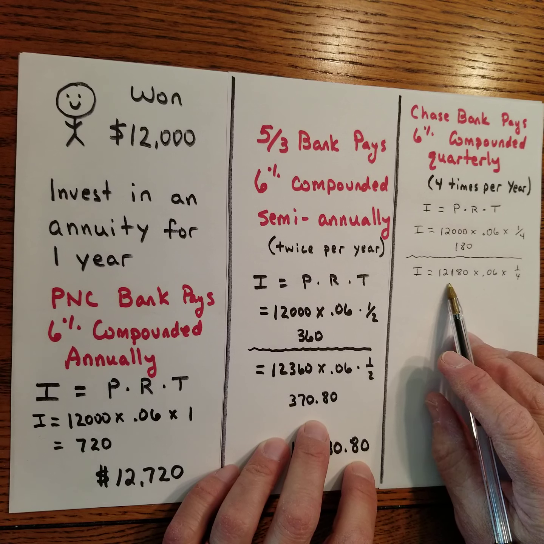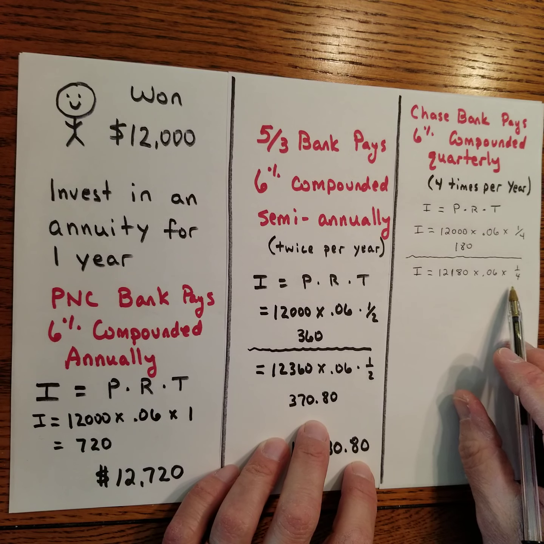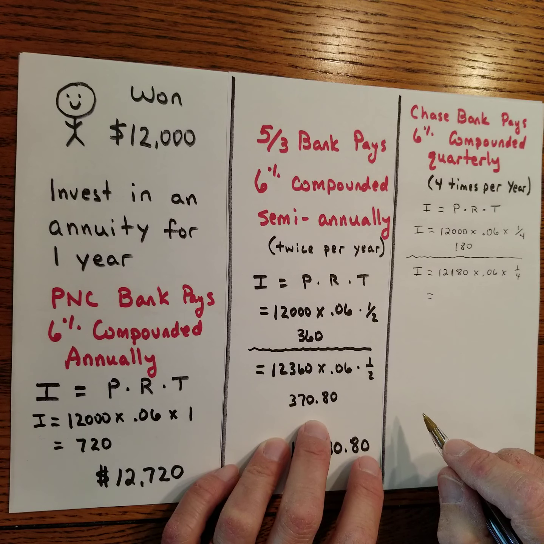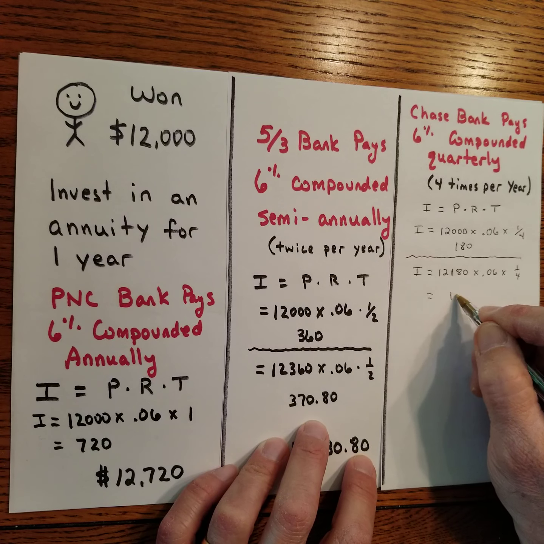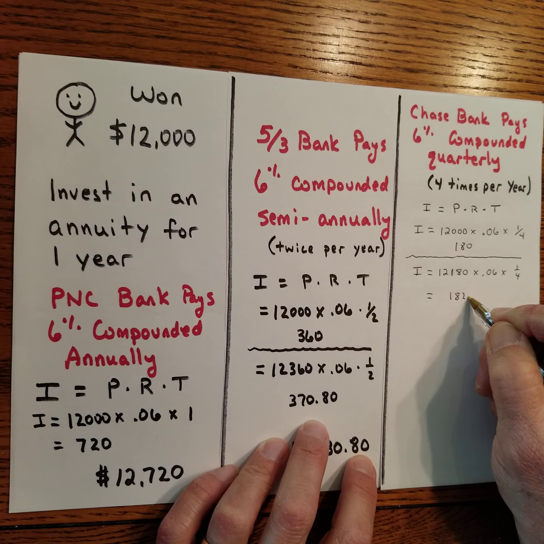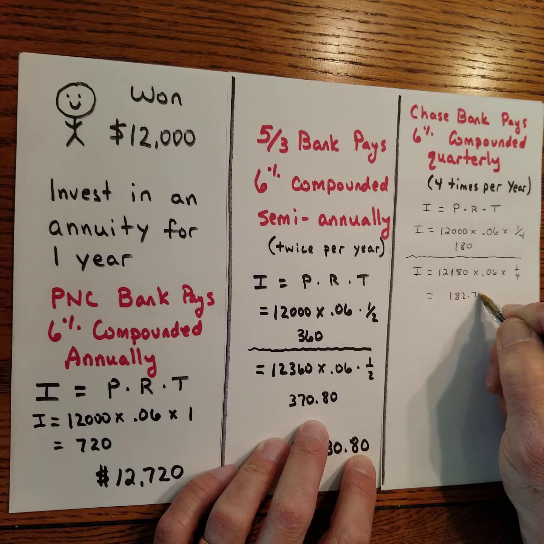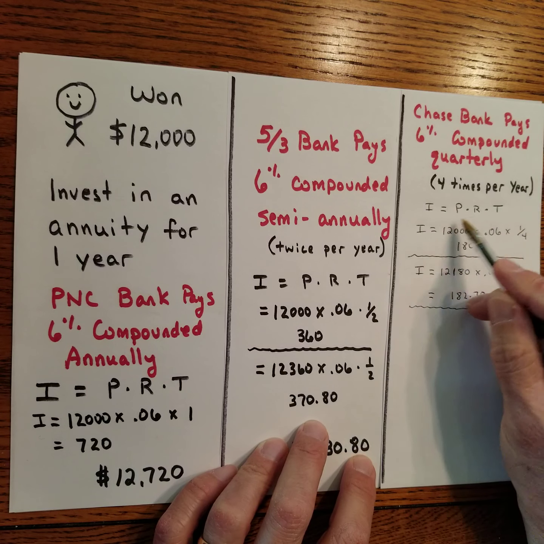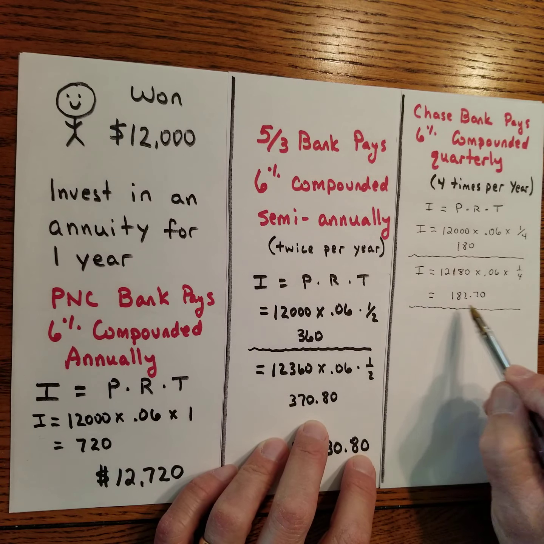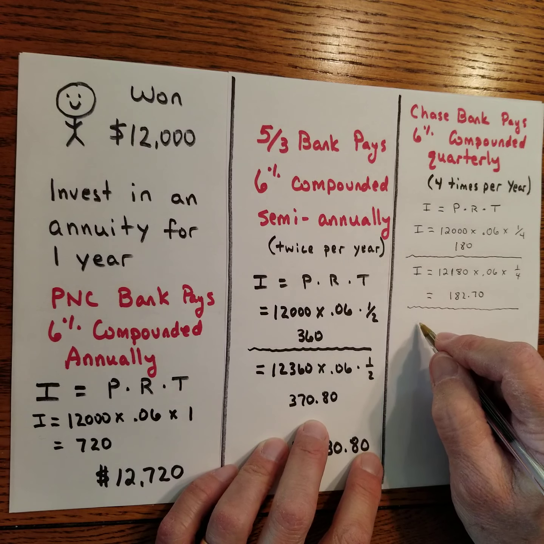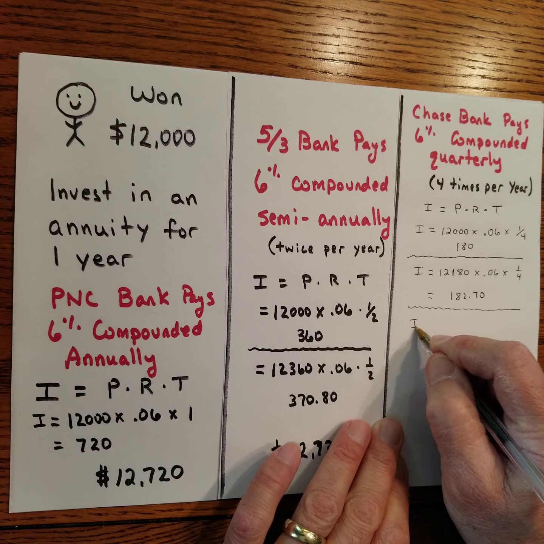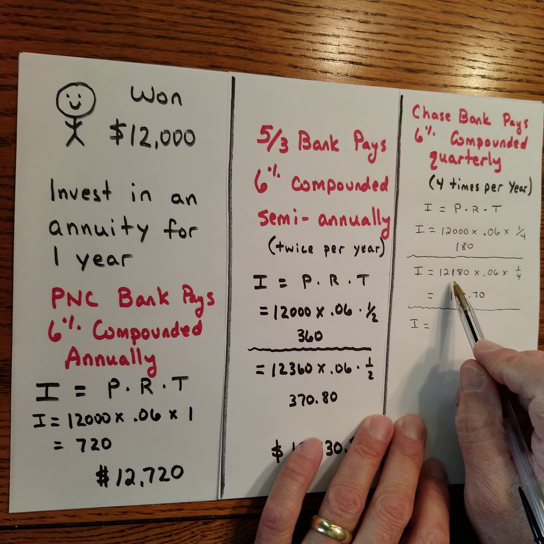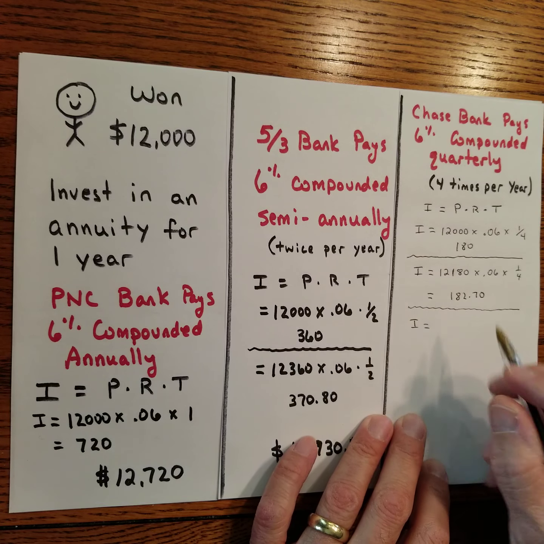So 12,180 times 0.06 and divide by 4. And after that 3-month period, you earn another $182.70. This was for 3 months. We're now halfway through the year. 3 months later, they compute our interest again. We'll add the $182.70 onto the $12,180.